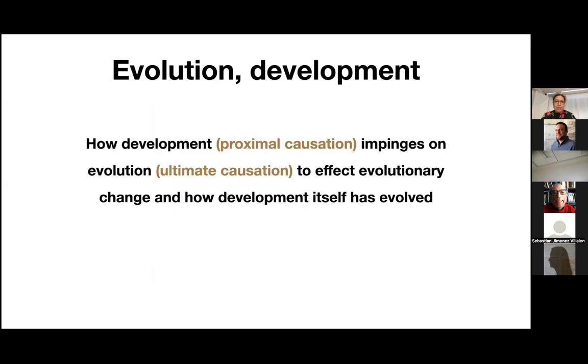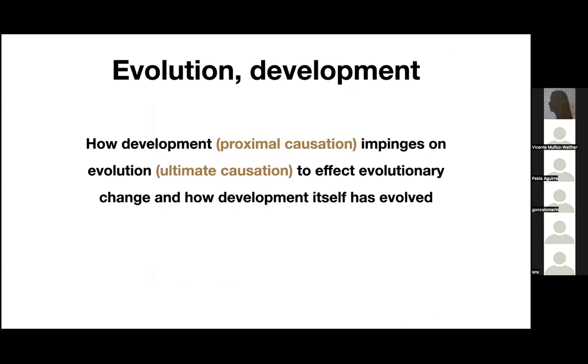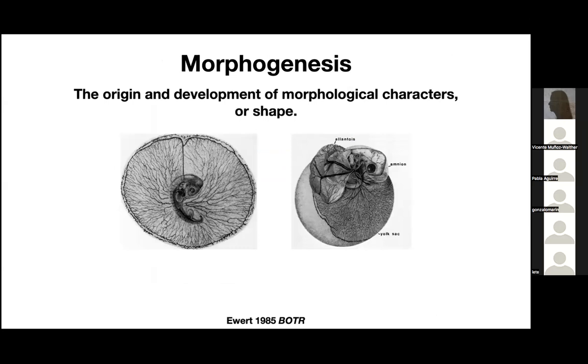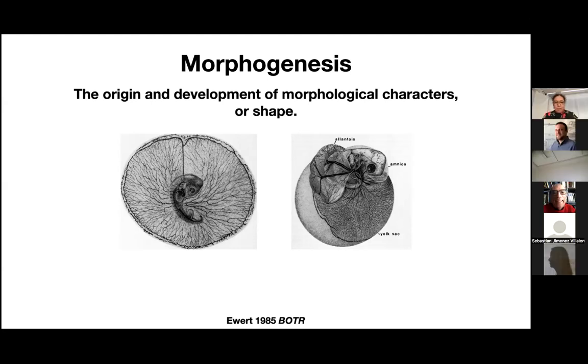So as I mentioned, I'm studying evolutionary developmental biology. And just as a basic definition, this is how development, which is a proximal causation, impinges on evolution and ultimate causation to affect evolutionary change, and how development itself has evolved. So I'm studying this through morphogenesis, by investigating the origin and development of morphological characters or shape. So I'm basically interested in how form comes to be.